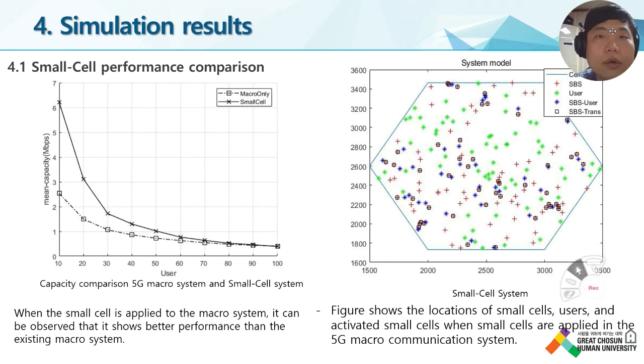The graph on the left compares 5G communication with a macro system only and with small cell technology. When small cells are applied to macro systems, they can be observed to perform better than traditional macro systems. The figure on the right shows the locations of small cells and users, and the activated small cells, when small cells are applied in the 5G macro communication system.